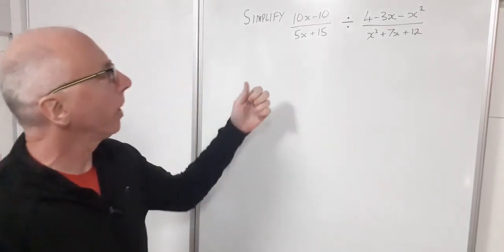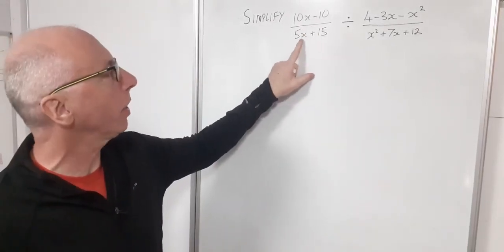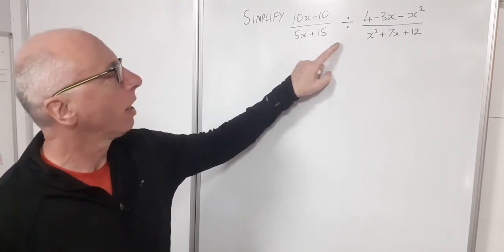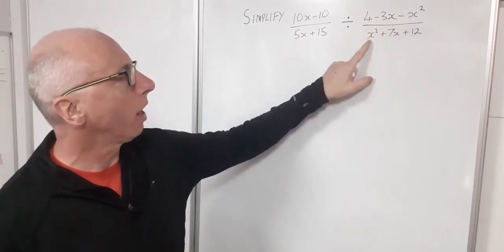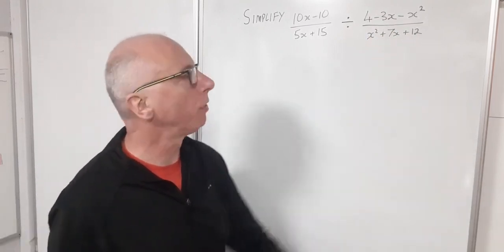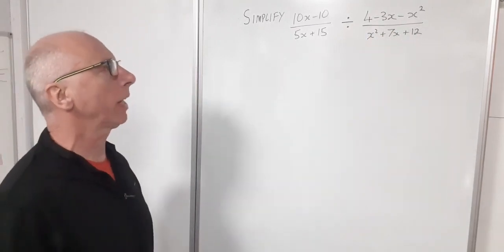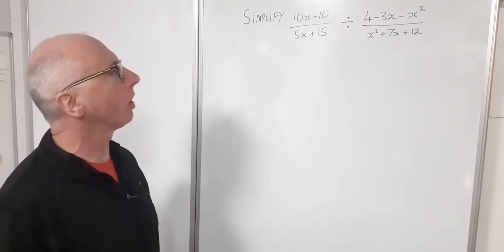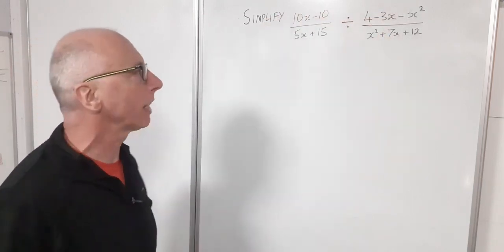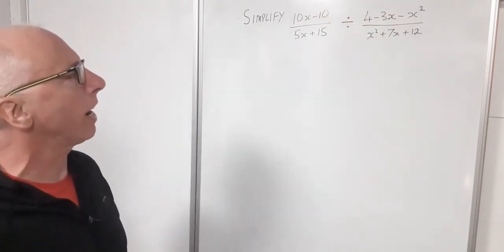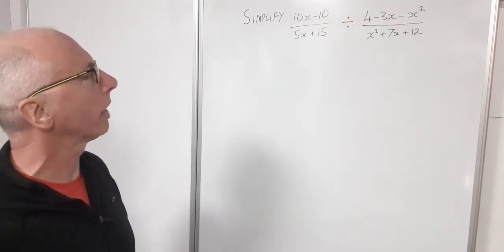Okay, so we've got a question here. 10x minus 10 divided by 5x plus 15, and I need to divide it by 4 minus 3x minus x squared over x squared plus 7x plus 12. So this is some complicated algebra here. I've got linear term over linear term here and quadratic over quadratic here. Now to divide it like that, that's going to be a little bit ugly.